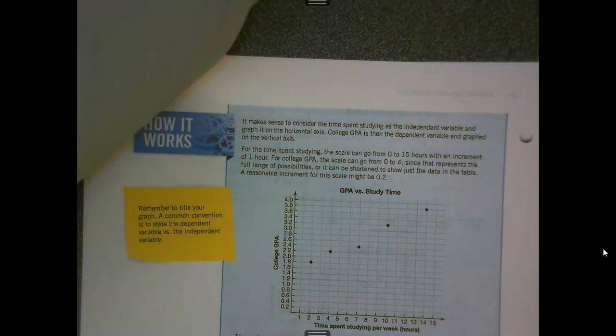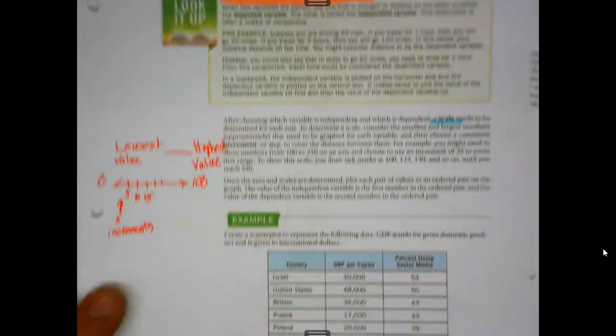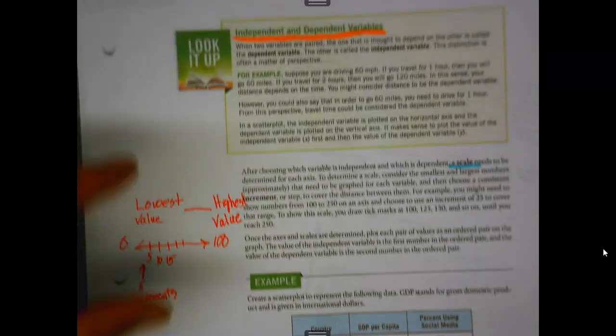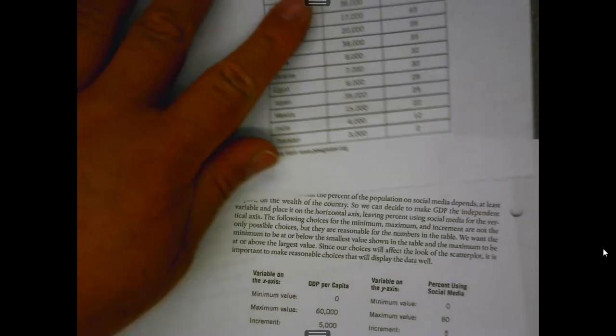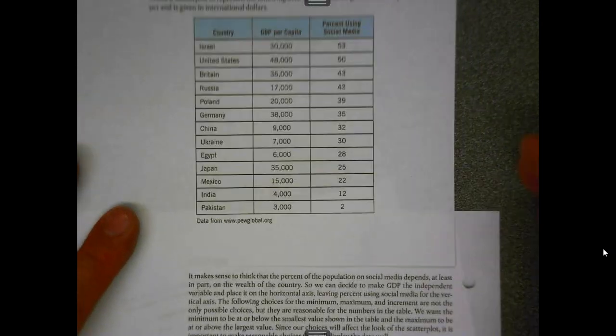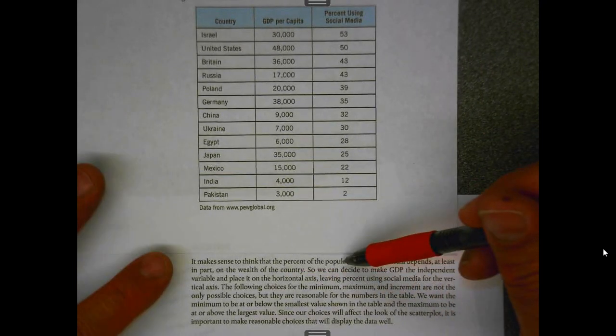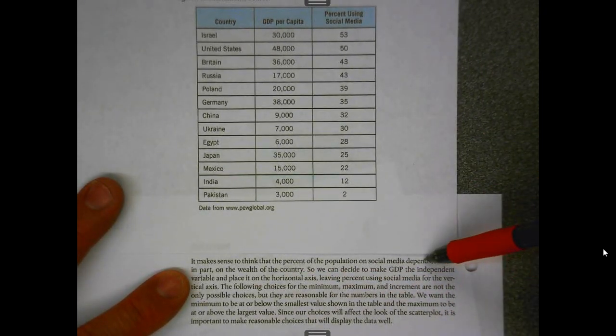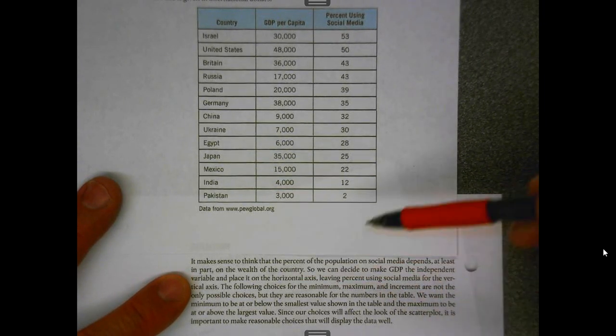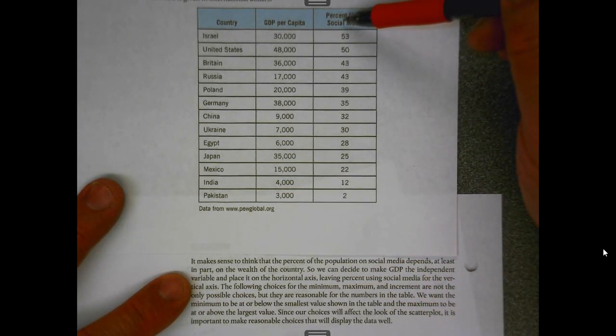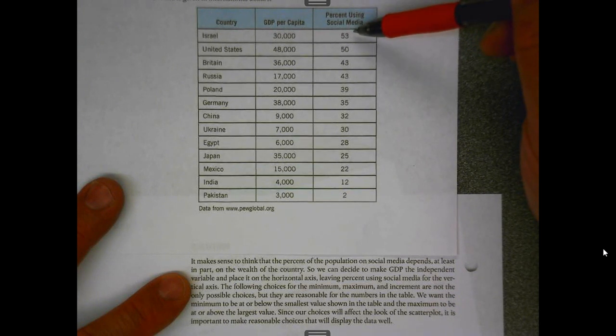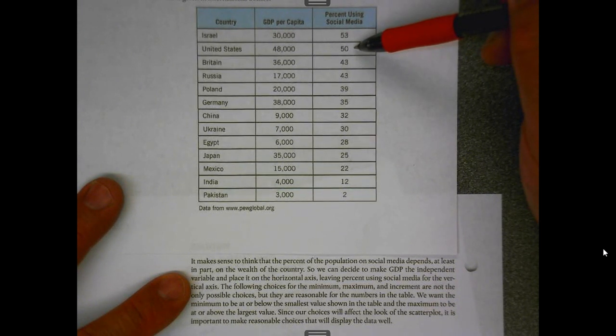So the first thing we're going to do is it makes sense to think the percent of the population on social media depends on the wealth of the country. In other words, the percentage of people that use social media depends on how high that capita is or how wealthy that nation is. Makes sense, because the wealthier it is, the more people are going to have social media devices.